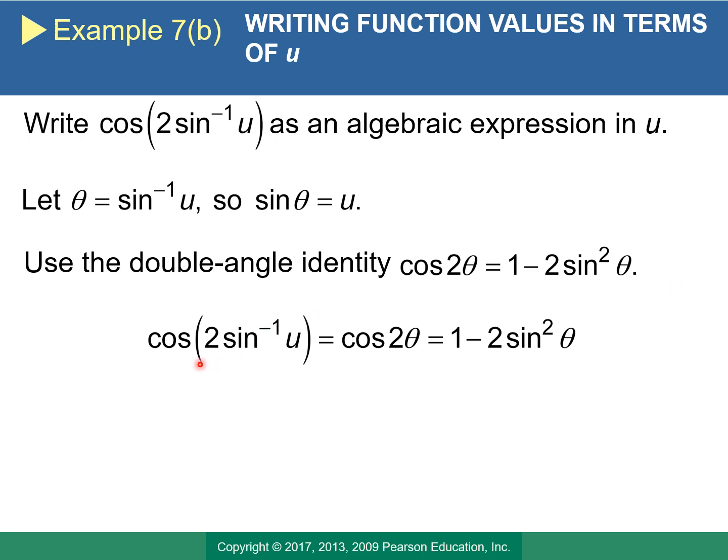Okay. So cosine of 2 sine inverse of u, this is what we called theta. So this is just cosine 2 theta. Here's our formula from what we just wrote down. And so sine theta is u. So right where there's a sine theta, write u, and that's our answer.